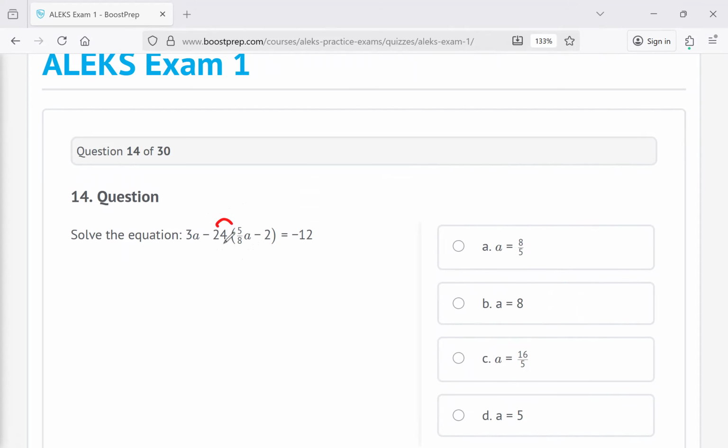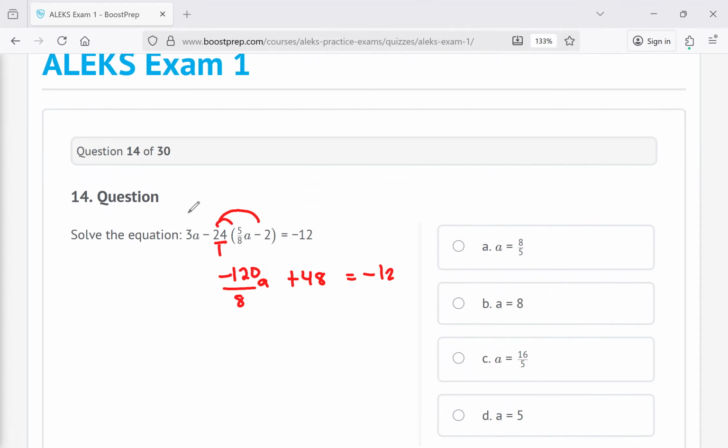So this is a fraction. When you multiply fractions, you multiply across. So what's negative 24 times 5? It is negative 120. And then you have this 1 times 8, and then you can put the a in the center. And then what's negative 24 times negative 2? It's positive 48 equals negative 12.